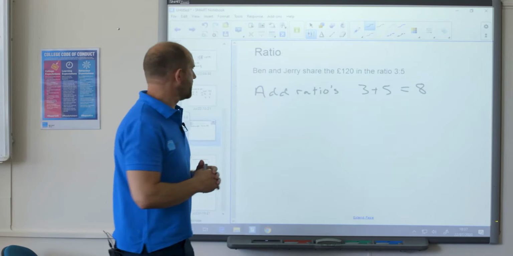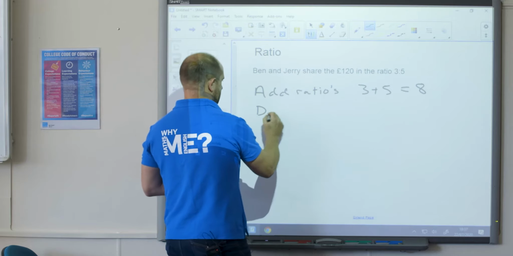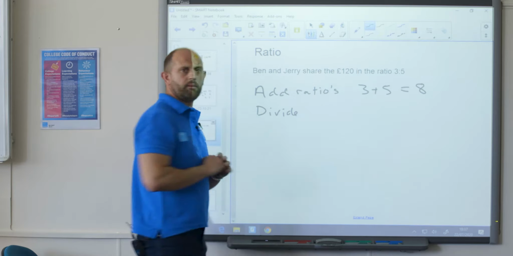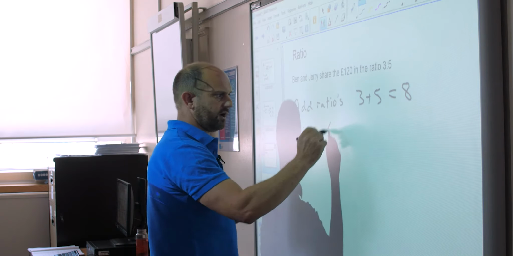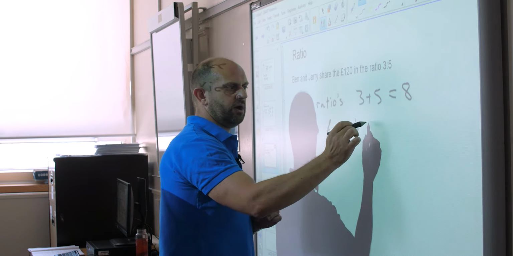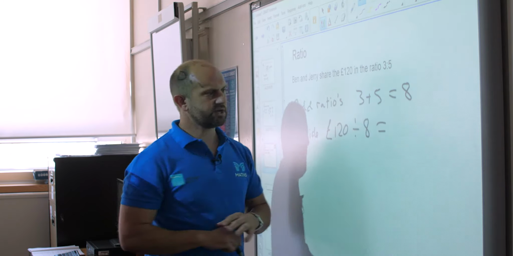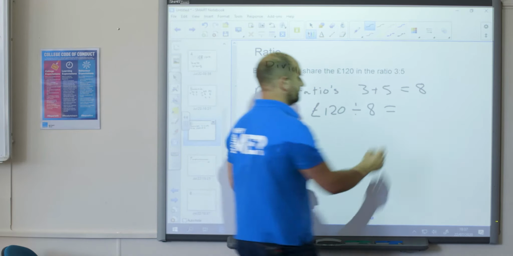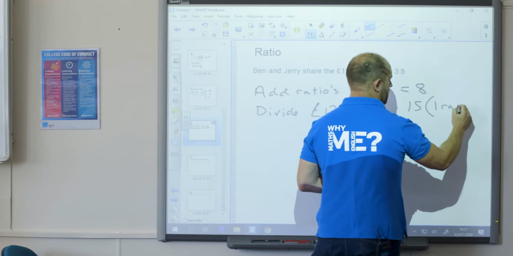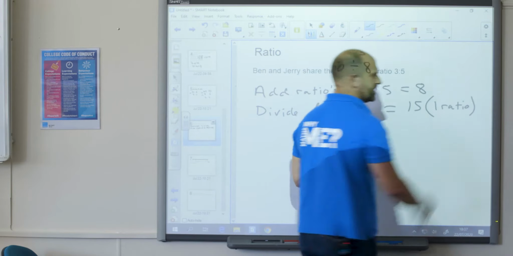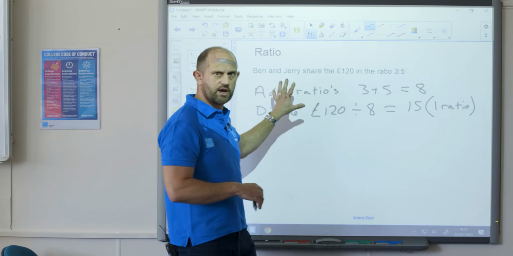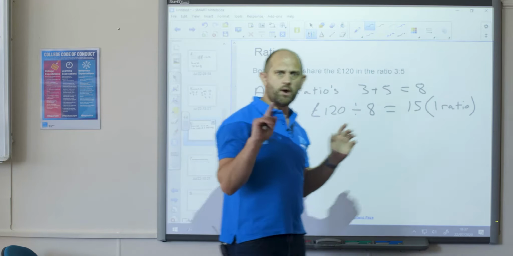The next thing we're going to do then is divide my 8 into my total. So I've got £120 divided by the total number of ratios, which is 8. So that equals 15. This 15 then is what one ratio is worth. Okay, and that is always your starting point when you're working with ratio in this style of question. Try and find what one ratio is worth.